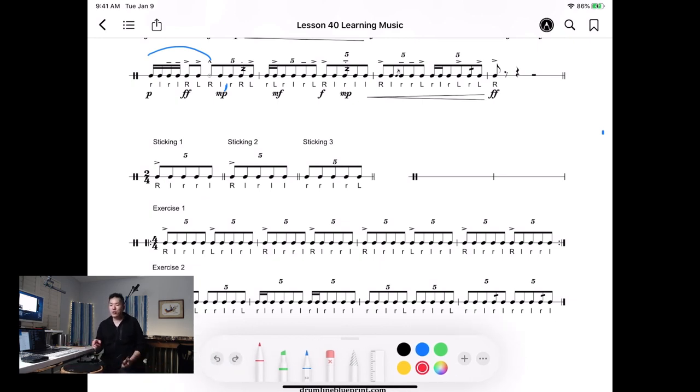Because I can tell you at 200, it's going by so fast, it's so dense that if there's any sort of tension or weirdness in your hands, it's going to show up in that section.